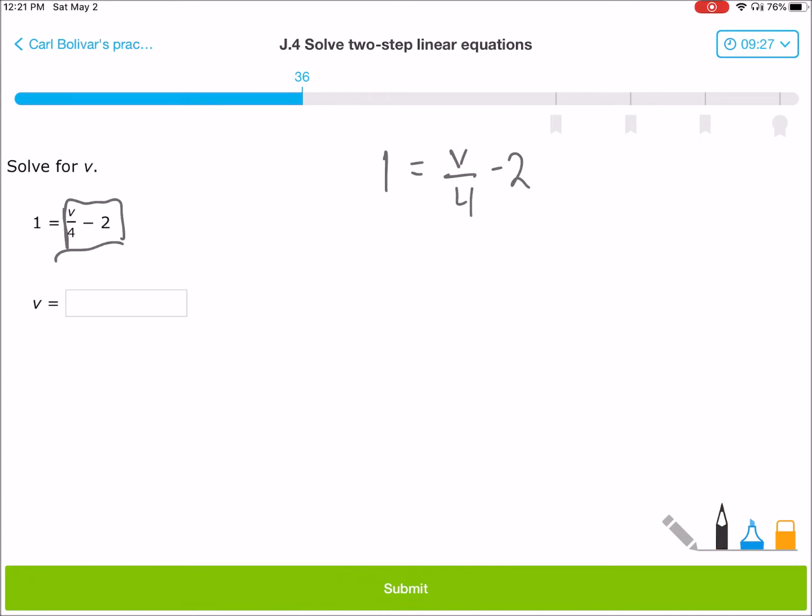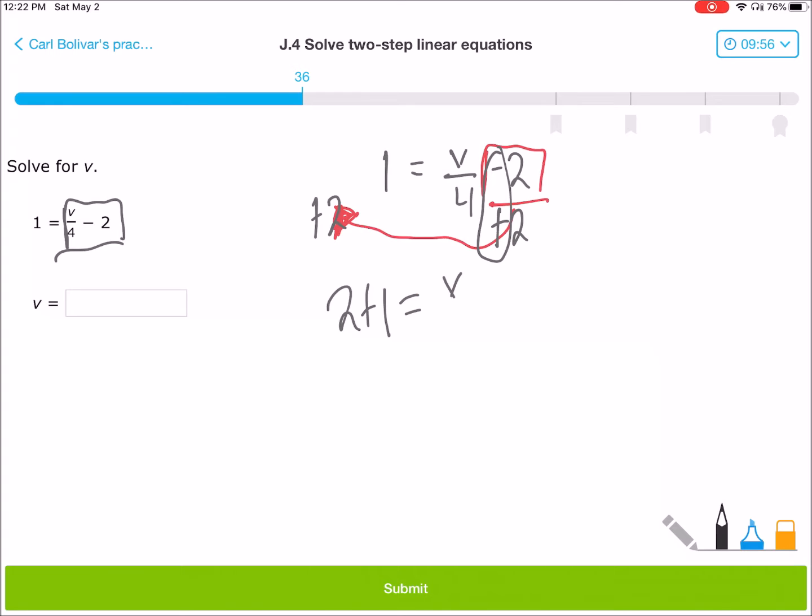So, if we look here, we need to take this -2 and put it to the other side. The way that we can do that is add 2, because this will give you a 0, which will then eliminate it from one side, but you have to make it equal, so you have to add 2 to the other side as well. This will give you 2 plus 1 is equal to v over 4. Or better yet, so that you can understand it better, 1 plus 2 is equal to v over 4.